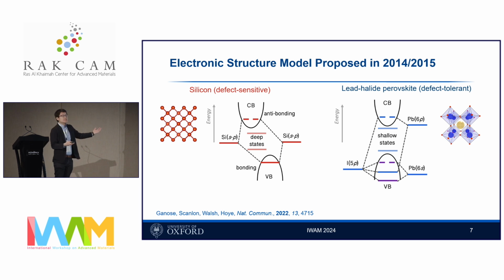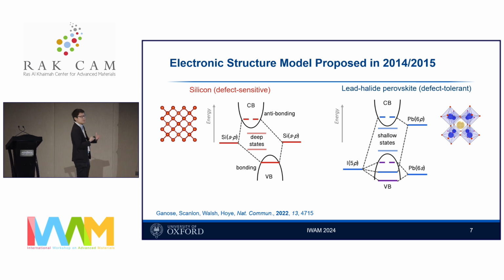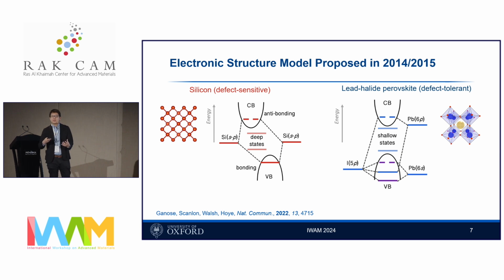So what I'm showing in this slide is a model that was proposed almost 10 years ago, looking at defect tolerance. And many people believe that this is a property that the lead-halide perovskites possess, which is key to their exceptional performance. If we look at a traditional defect-sensitive material, for example silicon, a classic example, these materials tend to form deep traps within the band gap. And so we have to make this material with very low densities of defects, down to 10^8 per centimeter cubed, in order for these devices to be efficient.